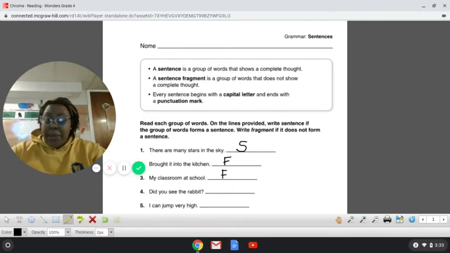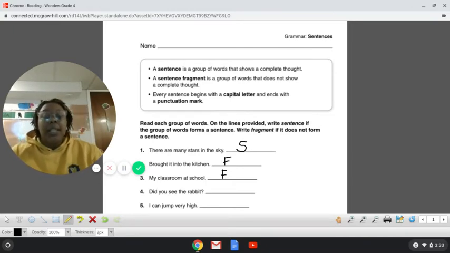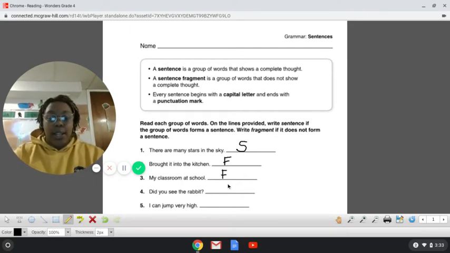Did you see that rabbit? No, I didn't see the rabbit. Where did it go? Where did it come from? You told me a full idea. I know what you're trying to say. You're asking me if I've seen a rabbit.